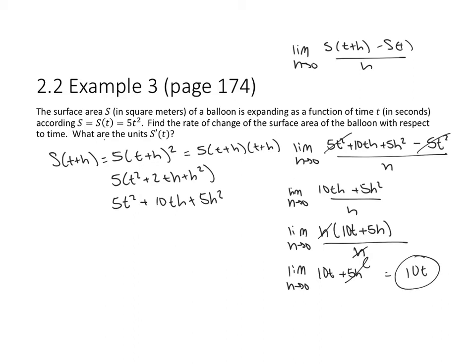Now let's talk about the units on S prime. So S prime of t, or the derivative with respect to t, is 10t. So our original function is in square meters. So we're in meters squared, and then we're taking the derivative with respect to time, or we're dividing by time, which is by seconds. So our units are meters squared per second.